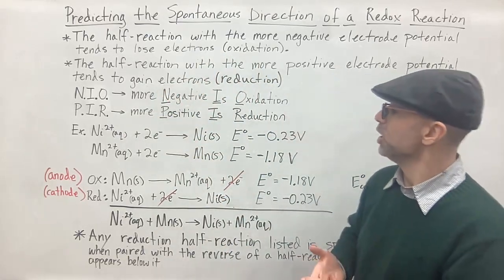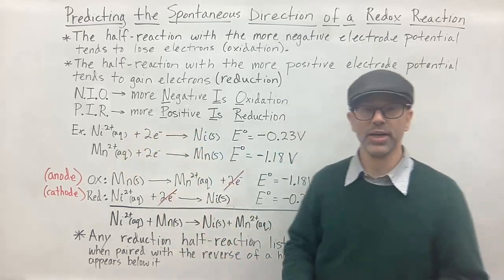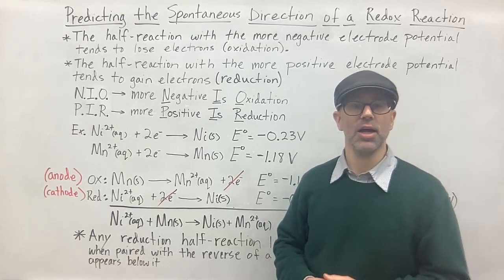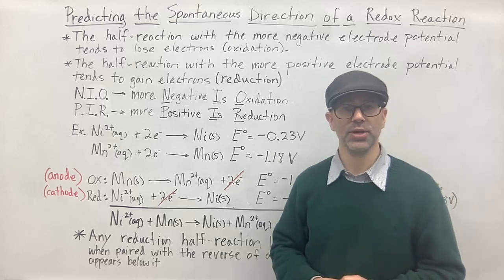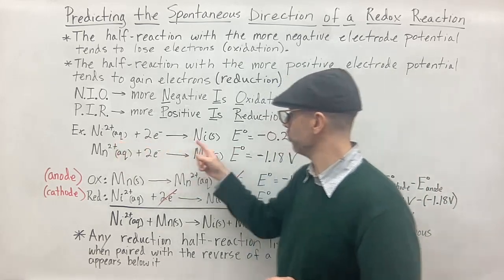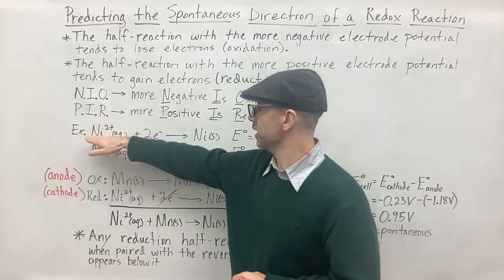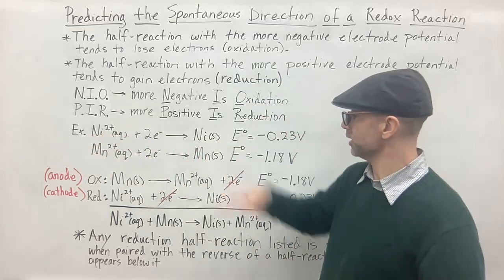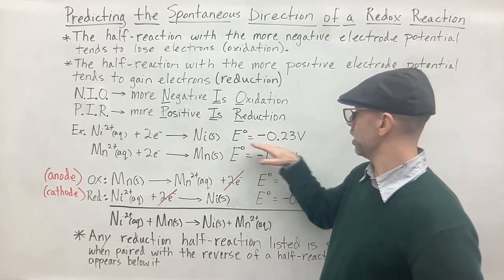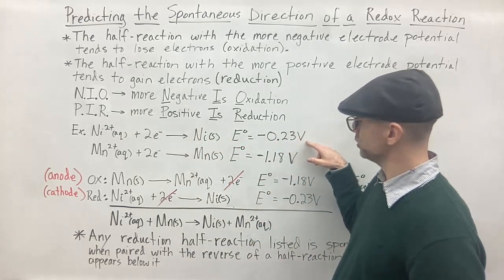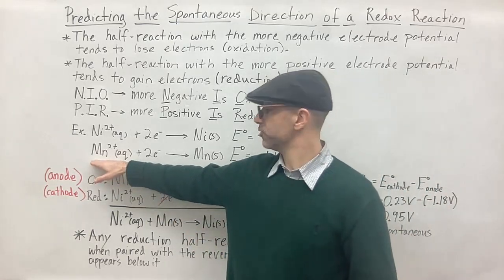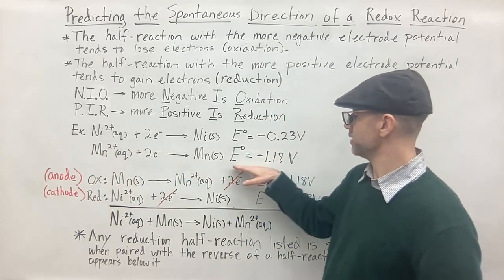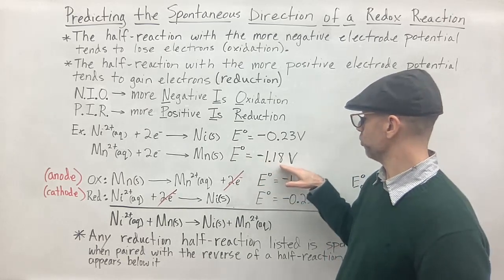Here I have two redox half reactions. Normally, when we write the half reactions of a cell, we write them in the reduction form, and you can see that they're both in the reduction form. Nickel 2 plus picks up 2 electrons to form nickel solid, and that has an electrode potential of negative 0.23 volts. And here we have manganese. Manganese 2 plus is going to pick up 2 electrons to form manganese solid, and that has an electrode potential of negative 1.18 volts.